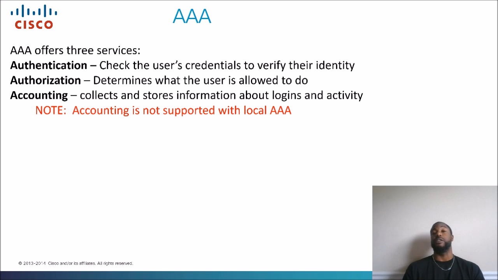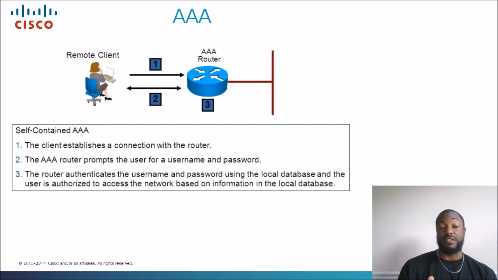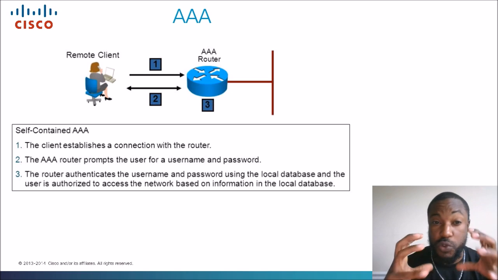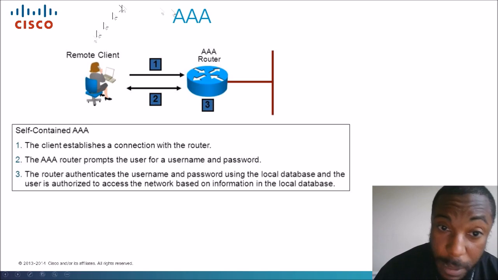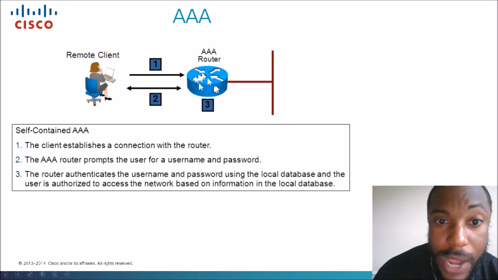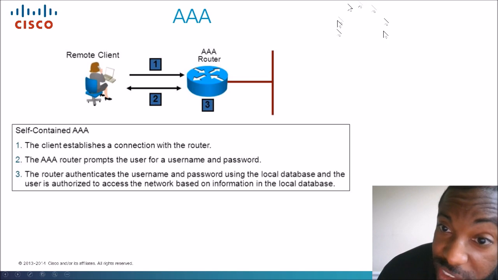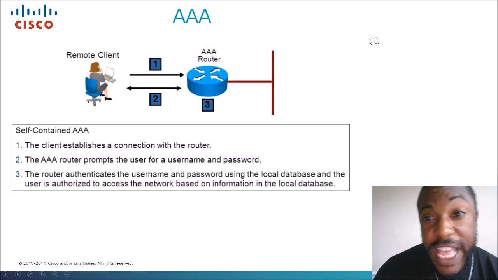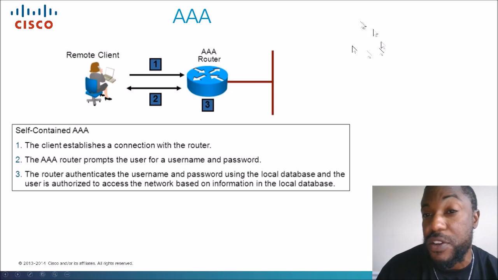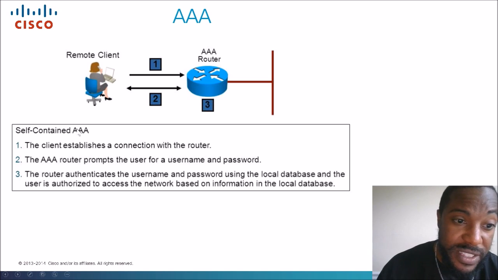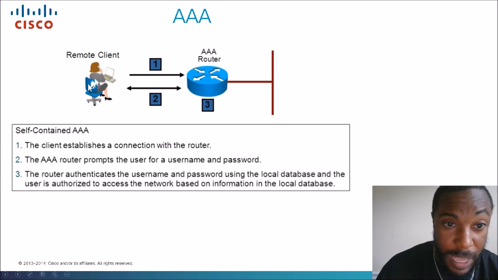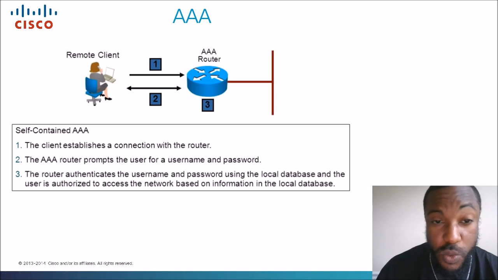I'm going to show you the difference between local AAA versus server-based AAA, right? Let's talk first about self-contained AAA, sometimes called local AAA. Just think about the usernames. Here's the difference. The usernames and passwords are stored on the actual router, as opposed to server-based authentication like TACACS and Radius, where we'll have a server with all the usernames and passwords that will check whether you're allowed access or not, right? With self-contained AAA, notice here, step 1 says we establish a connection with the router, whether it's Telnet or SSH, whatever, right?